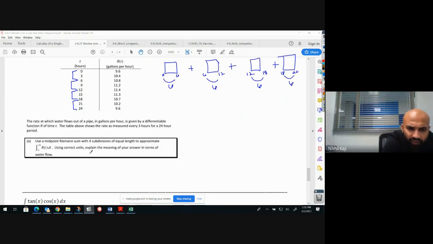Now, are we doing the left side or right side? What is it asking for us to do? The midpoint. Okay, so the number right in the middle. So it wants us to use a y value that's right in the middle. So that would be, in this case, the y value at 3, 10.4.